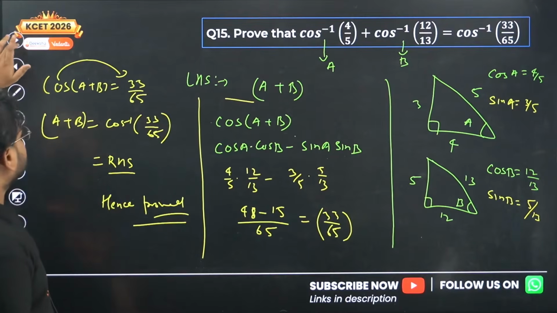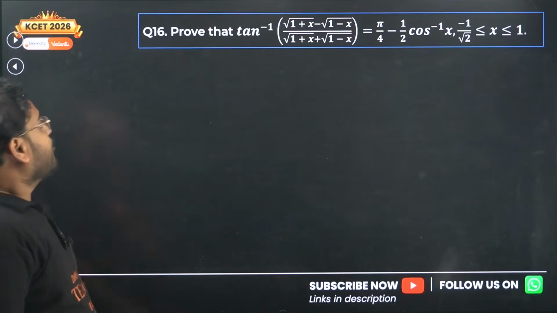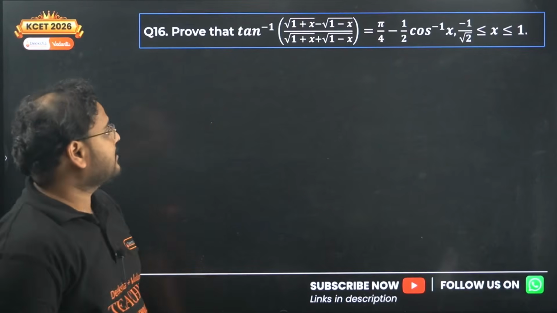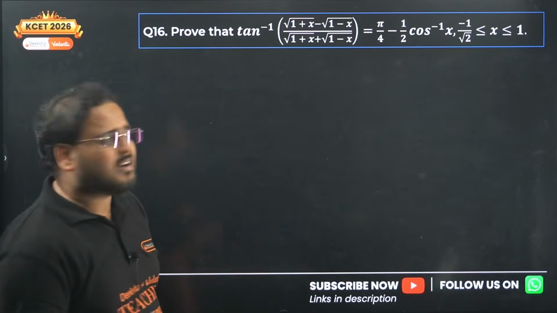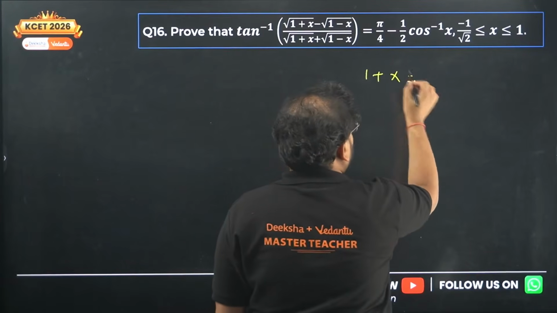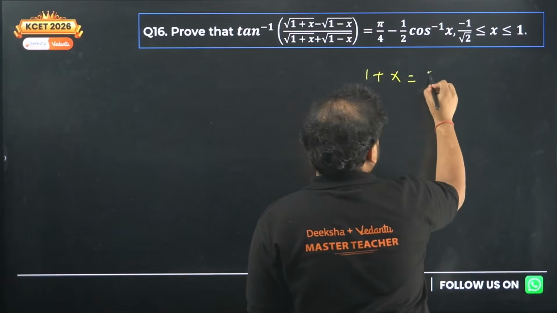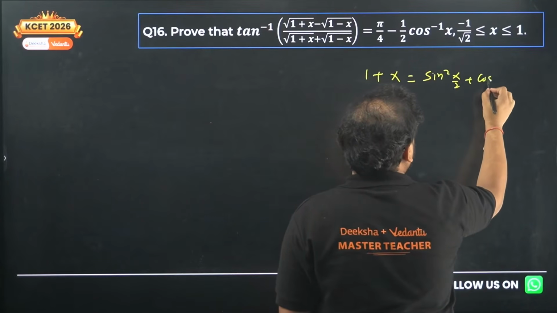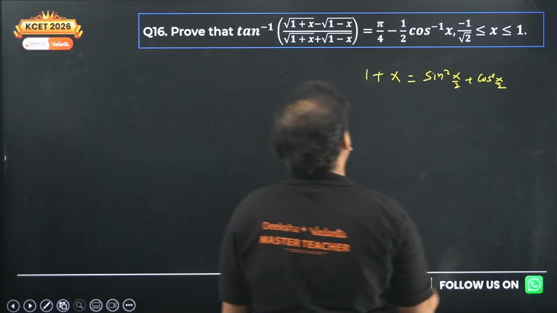This is done? Okay. Prove that tan inverse of (root of 1 plus x minus root of 1 minus x) upon (root of 1 plus x plus root of 1 minus x) is going to be this. Difficult? No. Check here. 1 plus x. What is 1, sir? 1 is sine square x by 2 plus cos square x by 2. Okay.